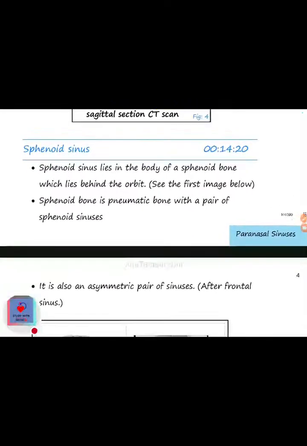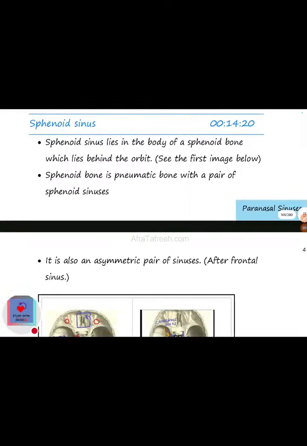The sphenoid sinus is the deeper one, which lies behind the orbit. The frontal sinus is above the orbit, and the maxillary sinus is below the orbit. The sphenoid sinus is behind the orbit. So they are all related to the orbit.